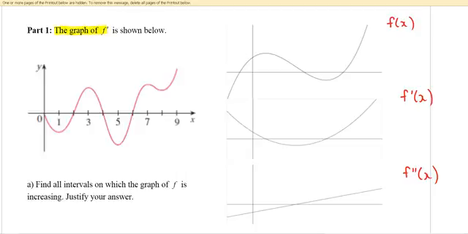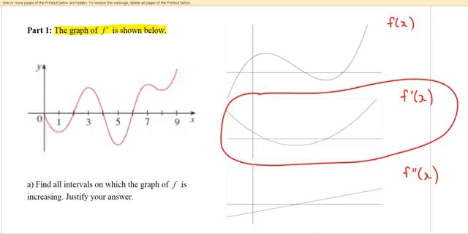The graph of f prime of x is shown below. So this is the first derivative. This whole thing in yellow right here is the first derivative. If I give you the first derivative, that's kind of like this middle graph right here. The question is saying, find all intervals on which the graph of f is increasing. Justify your answer. So you're given some information about the graph of the first derivative, and you need to go back to the original graph and find out where it's increasing.